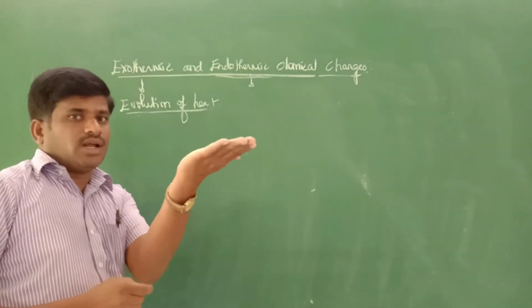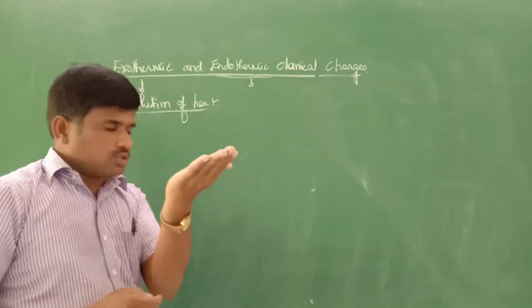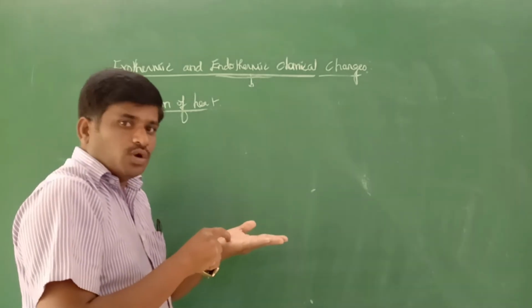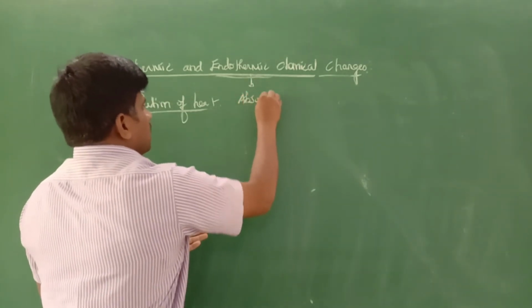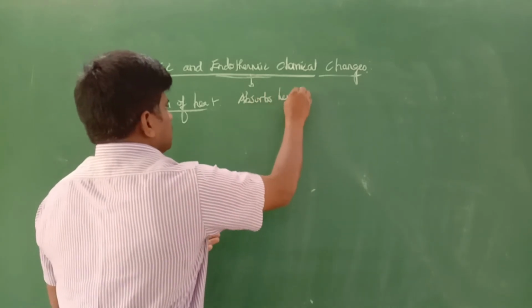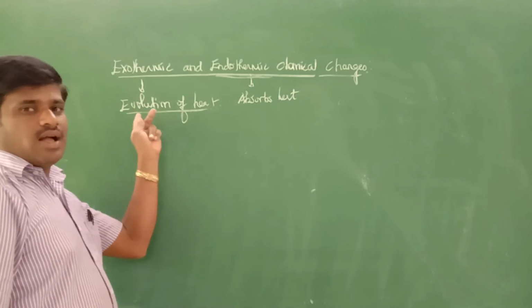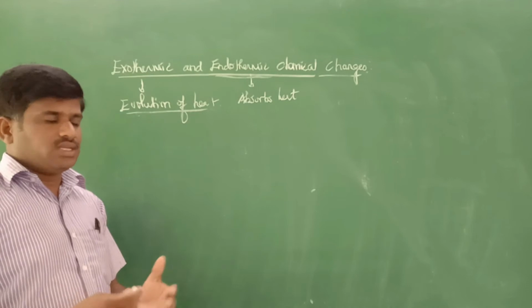What did I keep in this hand? Glucose. So how does this hand feel? Cold, because it absorbs heat. These are the two things that happen: one releases heat, another one absorbs heat.